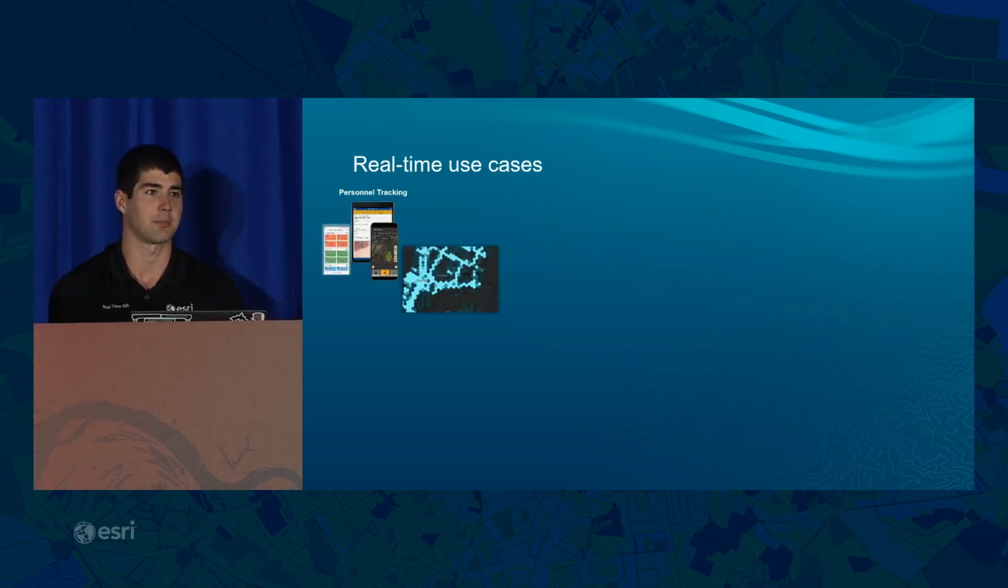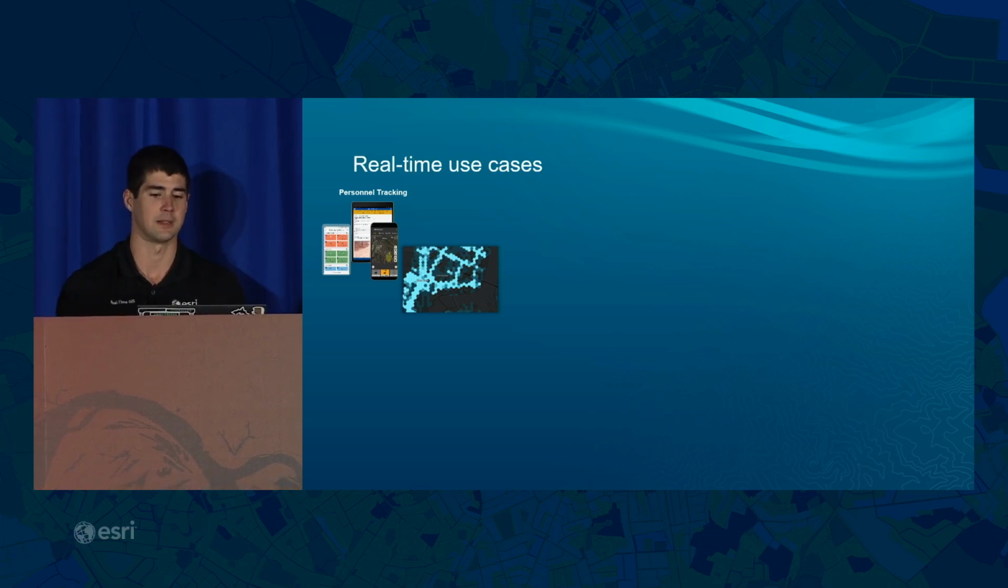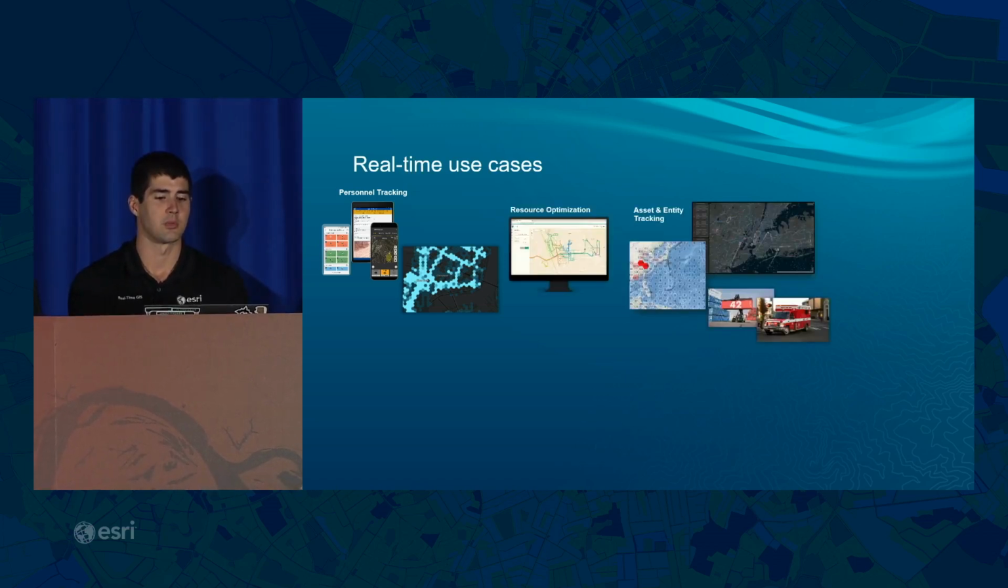So starting at the top left, personnel tracking is one of the most common ones that we see. Apps on phones can collect location data, as can a wearable device, and organizations are interested in monitoring things like staff locations for safety or to ensure that assigned work is being completed. In some of the more advanced cases, employee tracks are used to optimize your field operations.